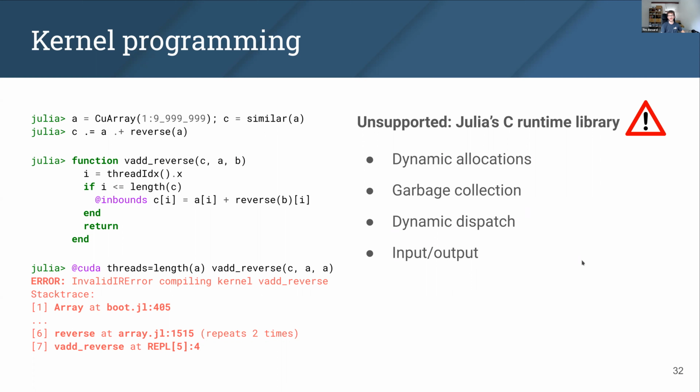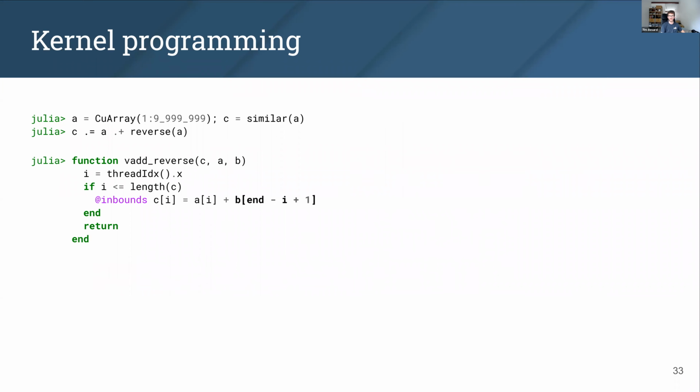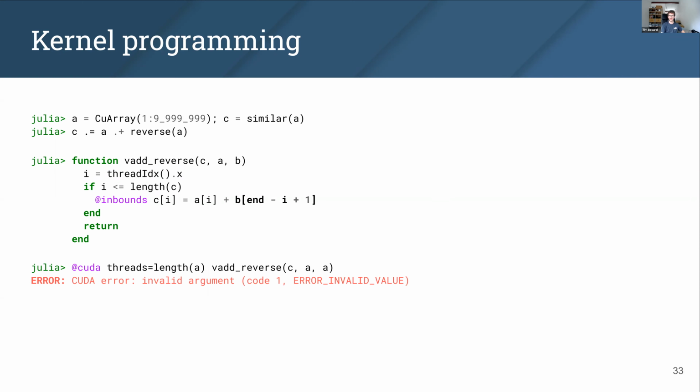We also do not support dynamic dispatch, which means that your kernels will always need to be tightly typed. And we also do not support input or output, for example, writing to the terminal or writing to files and so on. Luckily, this reversal is an easy operation to just do ourselves by indexing at the end of our array B. Again, let's launch this kernel on our 10 million items that we have. And now we get a CUDA error.